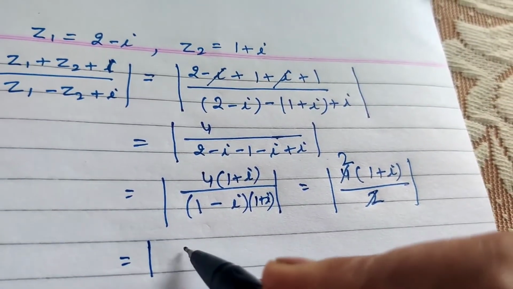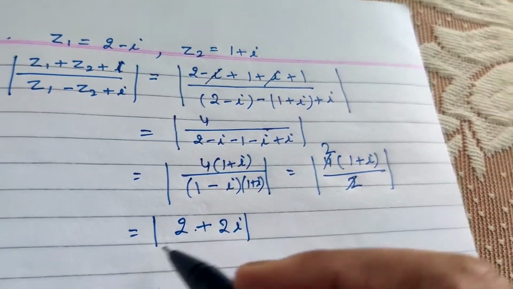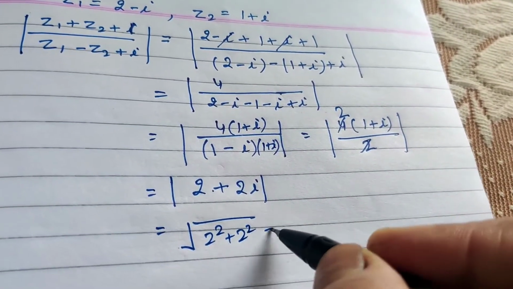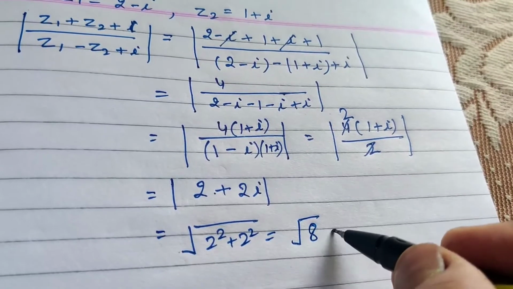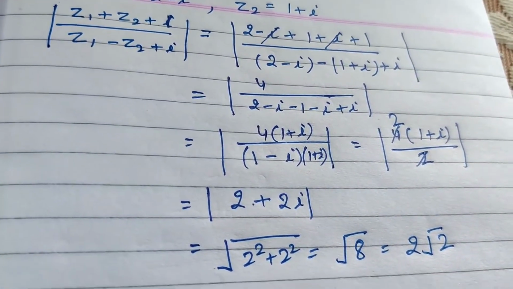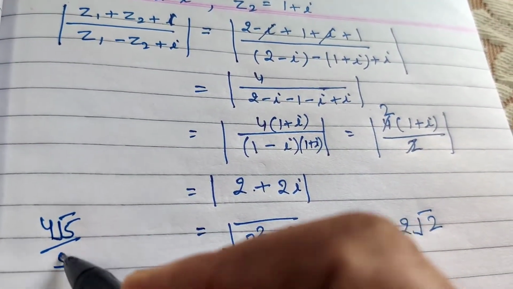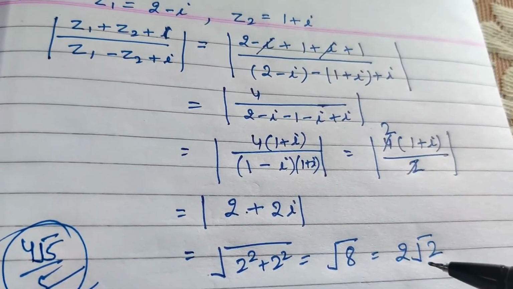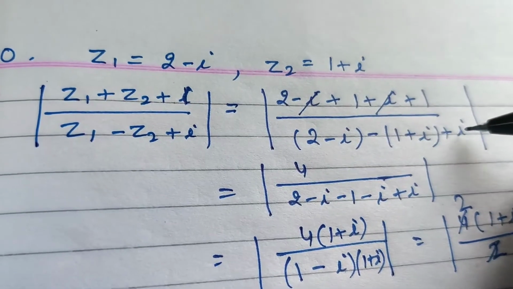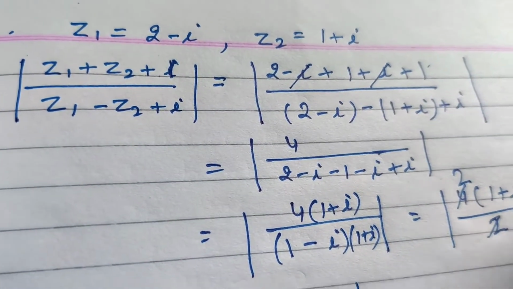It is equal to 2 plus 2i, and the value of this is under root 2 square plus 2 square, 4 plus 4, root 8. The answer is 2 root 2. But the answer given in the book is 4 root 5 by 5. I don't know how that comes. My answer is 2 root 2. The book's answer may come if we take z1 minus z2 plus i and z1 plus z2 plus 1 differently. Okay, simple.